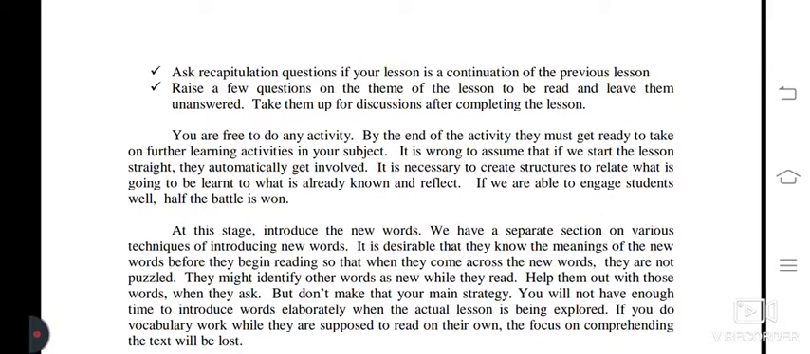You are free to do any activity. By the end of the activity, they must get ready to take on further learning activities in your subject. It's wrong to assume that if you start the lesson straight, they automatically get involved. It's necessary to create structures to relate what is going to be learned to what is already known and reflect. If you are able to engage students well, half the battle is won.